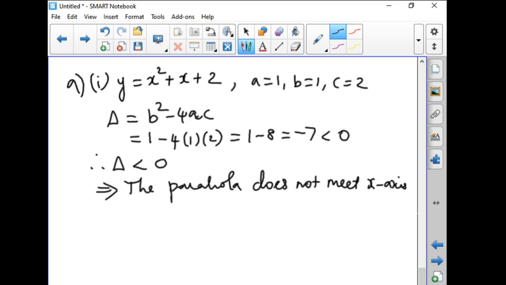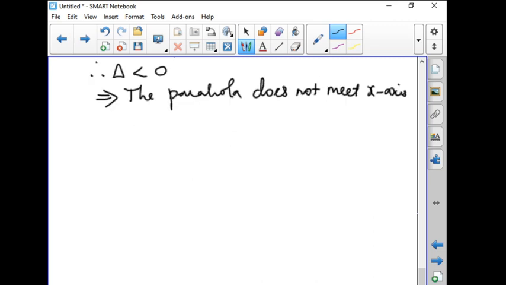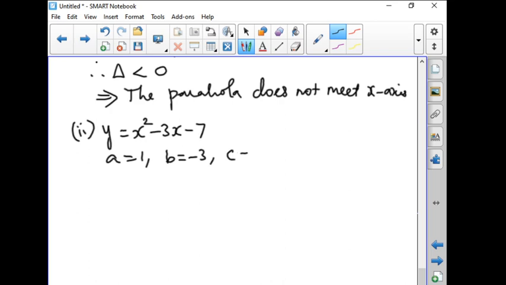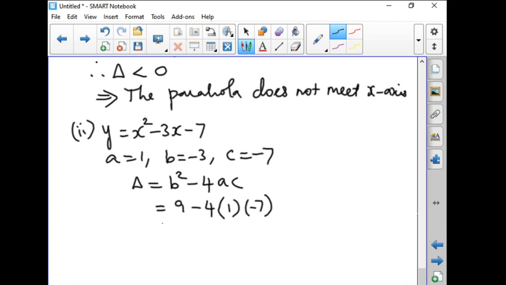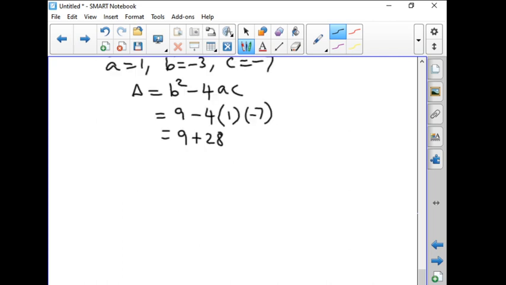Next one, it is given with another problem. Second subdivision, y is equal to x square minus 3x minus 7. Here a is equal to 1, b is equal to minus 3, c is equal to minus 7. Delta is equal to b square minus 4ac. B square is 9 minus 4 into 1 into minus 7. 9 plus 28. So it is 37 greater than 0.